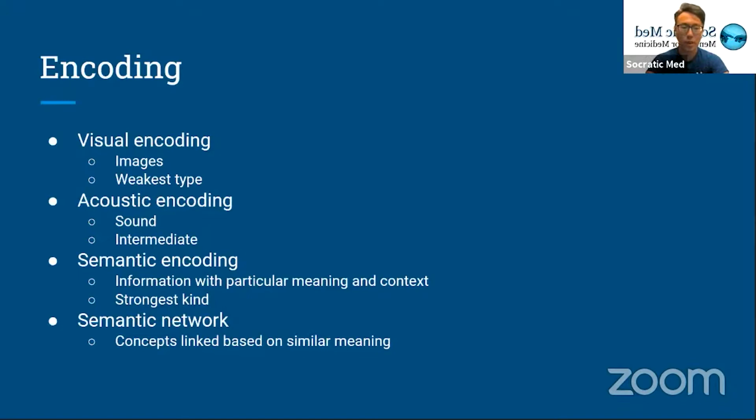Related to semantic encoding is a semantic network. These are concepts that are linked based on a similar meaning and context. When we learn something, if we already have information similar to it, it's easier to remember, because we relate the new information to something we already know is important and already have in our mind. All right, any questions on that?